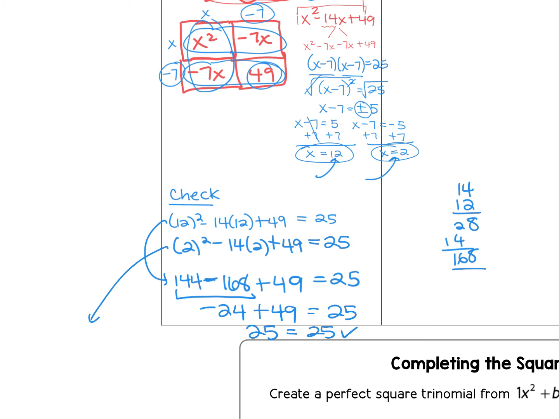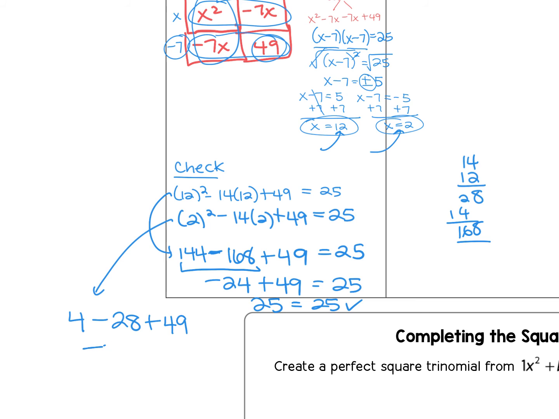Down here, if I take 2 squared, I get 4. 14 times 2 is 28, plus 49. 4 minus 28 is negative 24, plus 49 is definitely equal to 25. So both positive 12 and positive 2 are solutions to our equation.